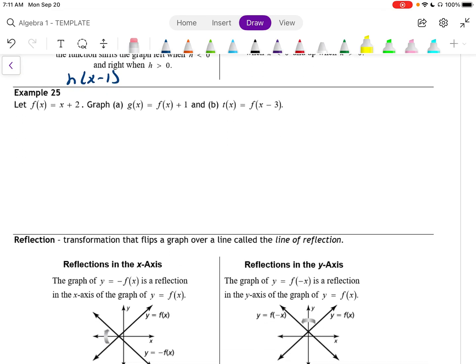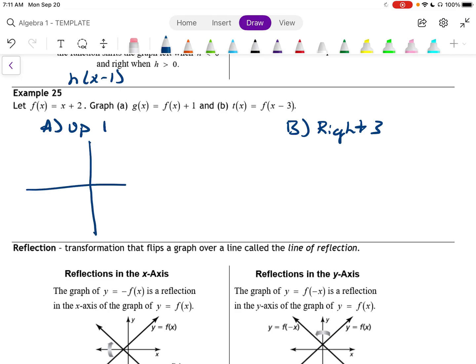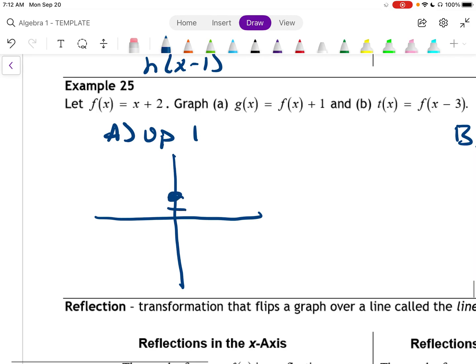Example 25, let f of x equals x plus 2. We're supposed to graph A, g of x equals f of x plus 1, and B, t of x equals f of x minus 3. So this one's going to shift it right 3. This one goes up 1. I'm going to graph the original, and then I'm going to graph the new one. So starting off with f of x equals x plus 2, my intercept is at 2, and my slope is 1. So up 1 over 1, down 1, left 1.